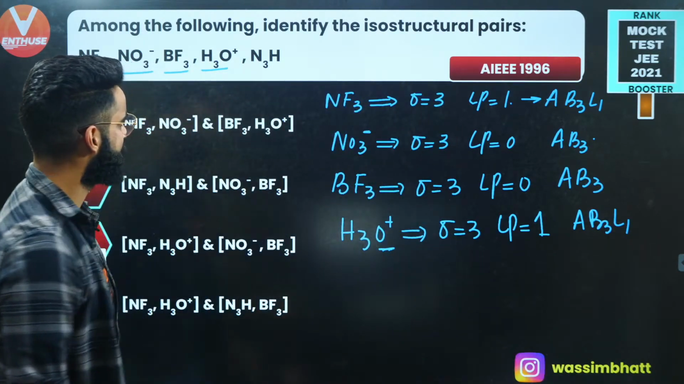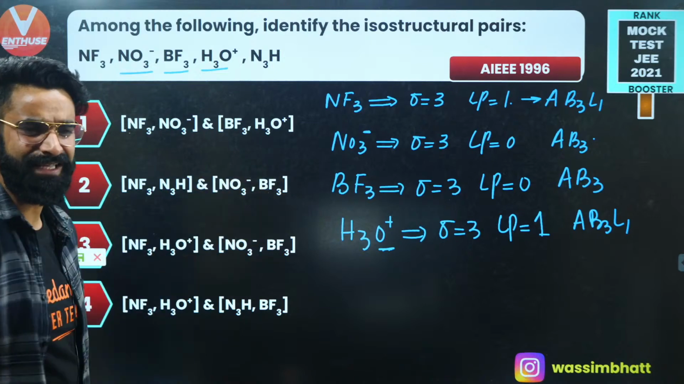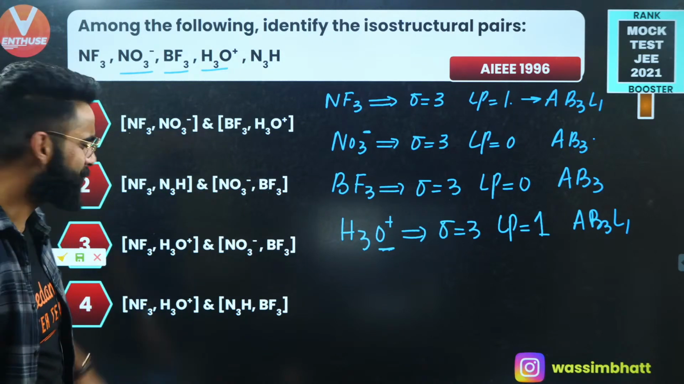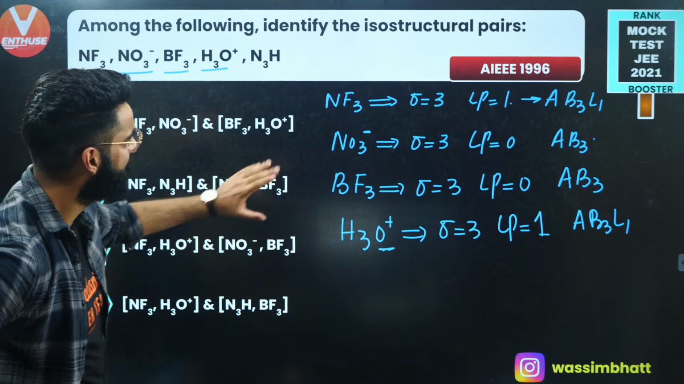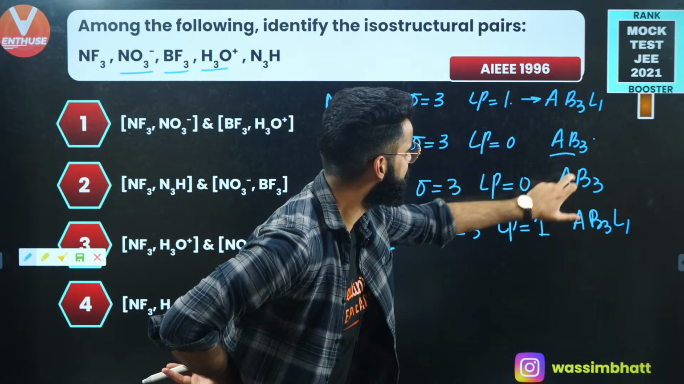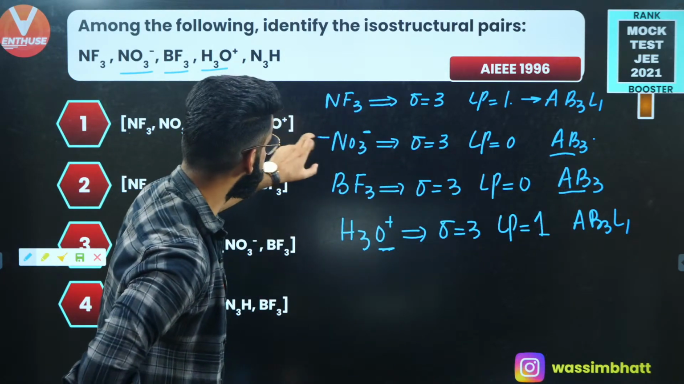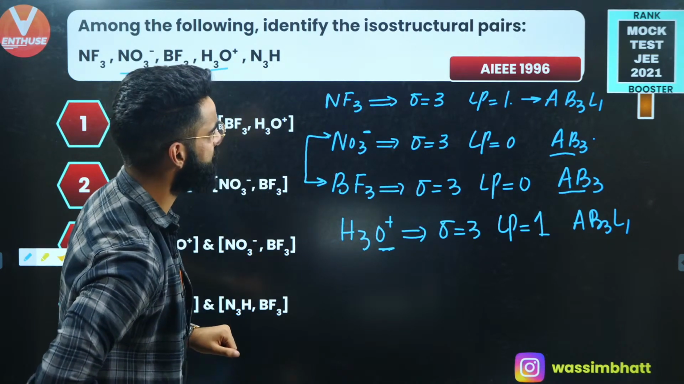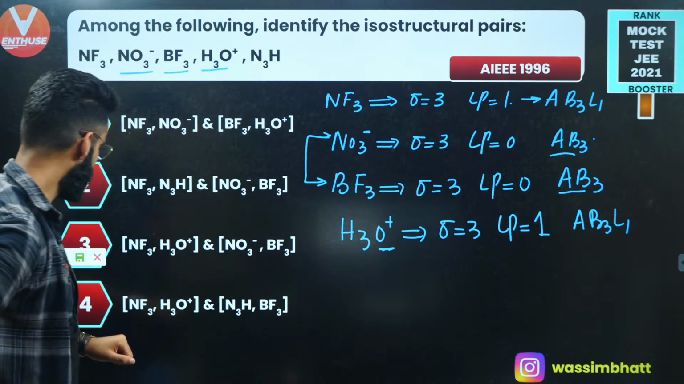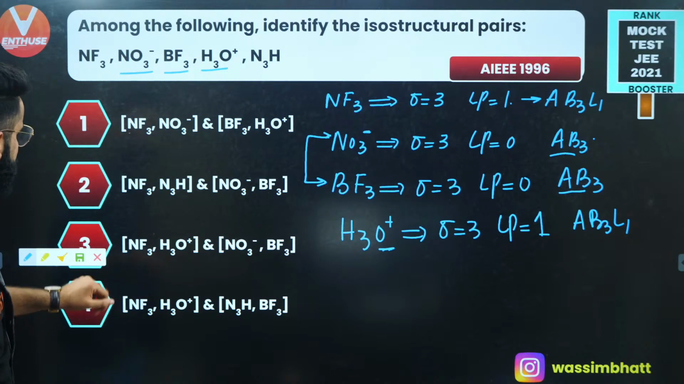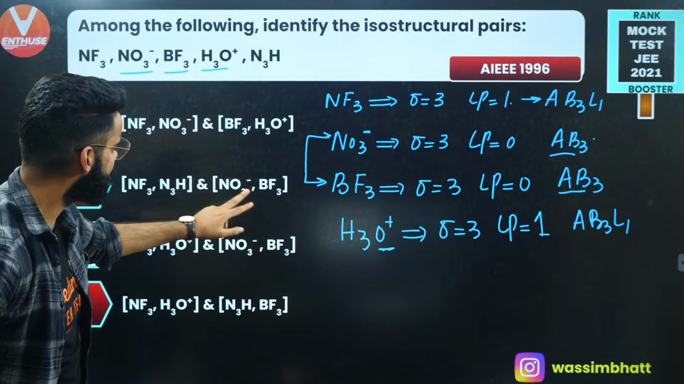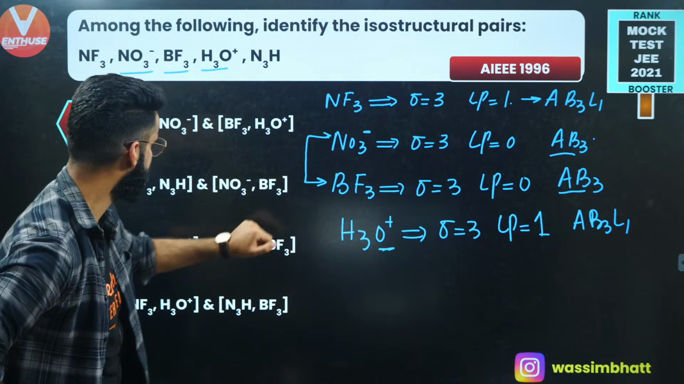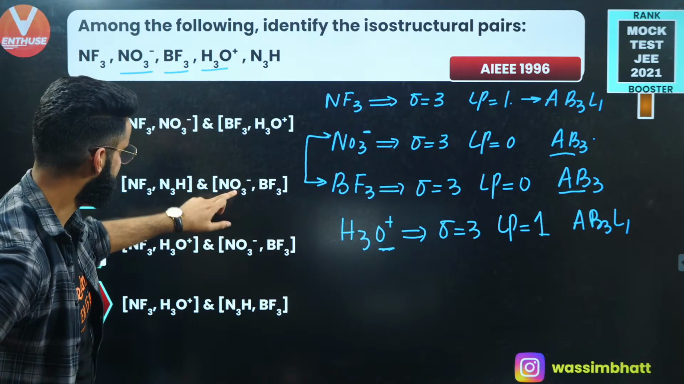What about the next one? Okay, people, just look at these things only. See, this is AB3, this is AB3. So these two are isostructural. So BF3 and NO3 negative, these are isostructural, right?